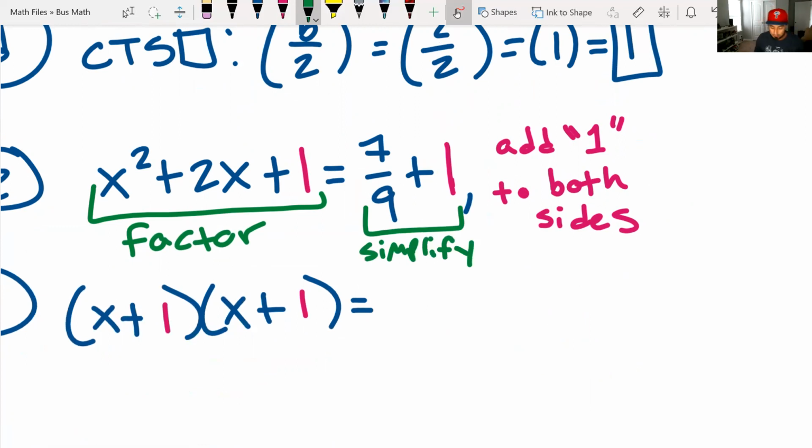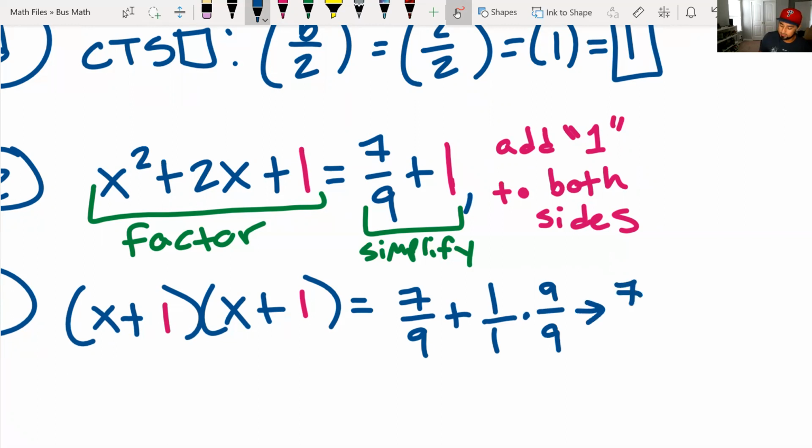simplified. So I'll write this out. You'll get 7/9 plus 1. Okay, so what we need to do is combine these two numbers. You're going to put 1 over 1. You'll make it into a fraction and multiply by the common denominator of 9. This becomes 7/9 plus 9/9, which gives me 16/9. Okay.